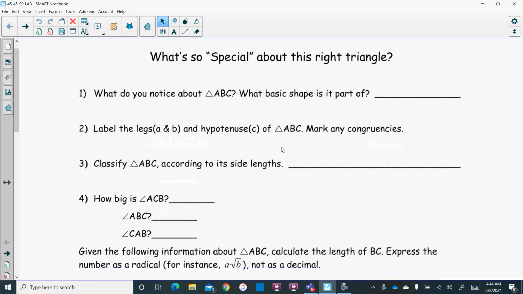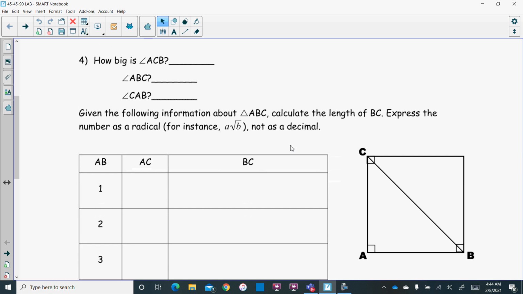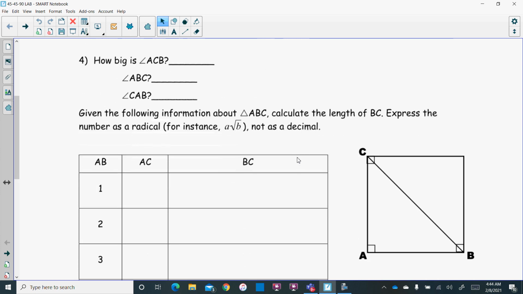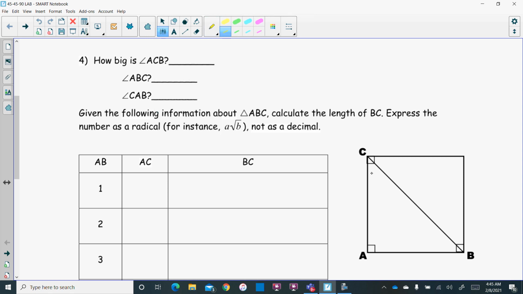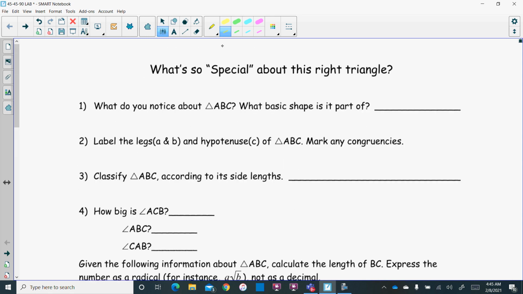The first one we're going to talk about is derived from the basic shape of a square. On this first part, it says, what do you notice about the triangle ABC? What basic shape is it a part of? They're referring to this triangle down here, and I'm going to highlight that. This triangle A to B to C, sorry, that's a little crooked. It's part of what basic shape? Well, it's part of the whole square.